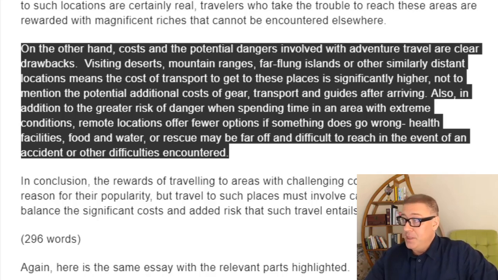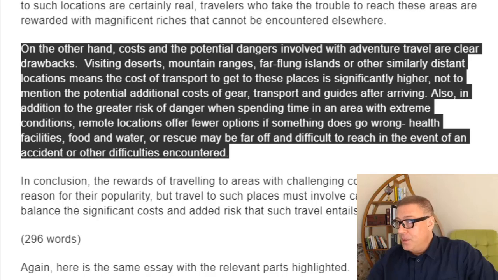So visiting deserts, mountain ranges, far-flung islands, or other similarly distant locations means the cost of transport to get to these places is significantly higher, not to mention the potential additional cost of gear, transport, and guides after arriving. So there you are. First idea, examples of costs associated with the travel. Also, in addition to the greater risk of danger when spending time in an area with extreme conditions, remote locations offer fewer options if something does go wrong. Health facilities, food and water or rescue may be far off and difficult to reach in the event of an accident or other difficulties encountered. Description of the dangers involved.